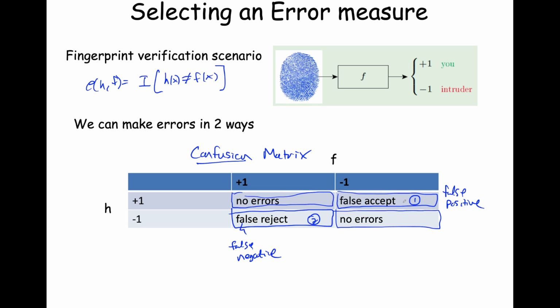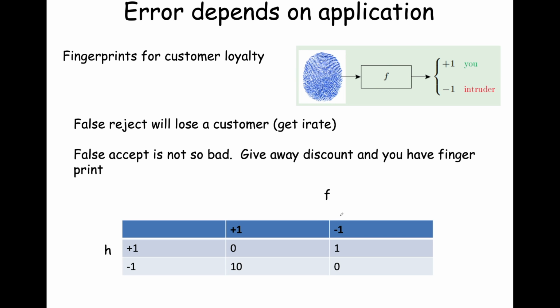And so depending on the application for which you've deployed your learner, you might not want to consider both types of errors, false positive and false negative, false accept and false reject, the same way. So let's think about an application for, say, customer loyalty. You go into a supermarket, you buy some goods, a number of them are on sale, you scan your fingerprint at the payment terminal, and if you are a member of the customer loyalty program, you get the discount. If you are not a member, you're an intruder, you don't get the discount. So let's take a look at what happens in those scenarios.